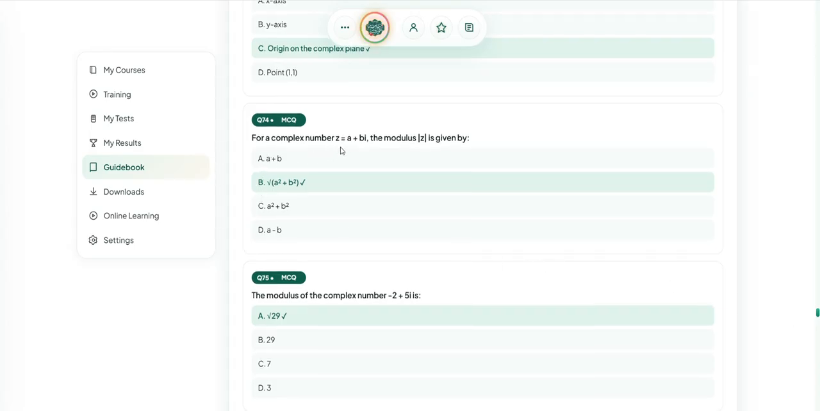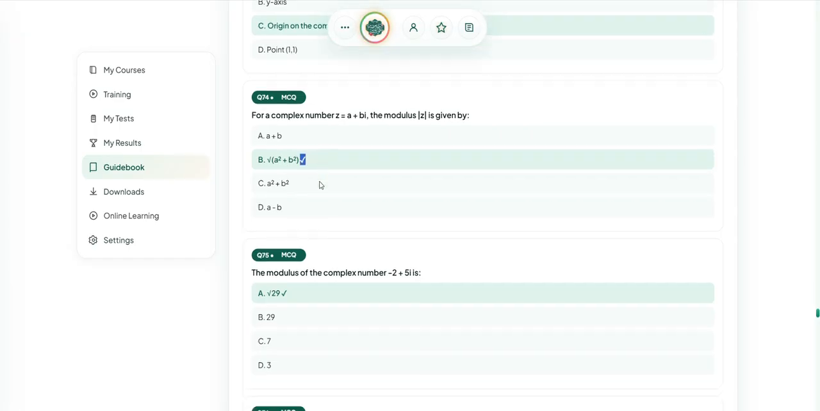For a complex number z = a + bi, the modulus of z is given by the square root of a squared plus b squared.